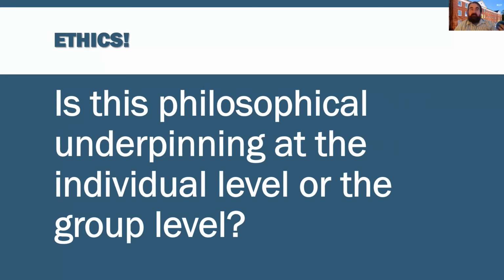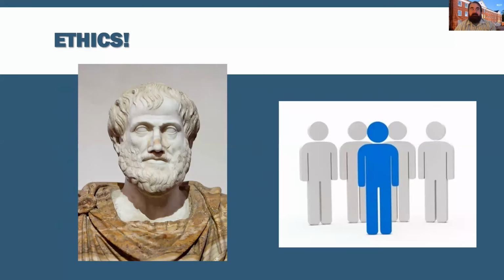So you have to ask yourself a question. Is this philosophical underpinning at the individual level or at the group level? And we can very clearly say with Aristotle that it's at the individual level, not at the group level. It's about doing what makes you personally ethical, with the idea that hopefully if everybody follows their own golden mean, and everybody does what's ethical, then we will live in an ethical society.